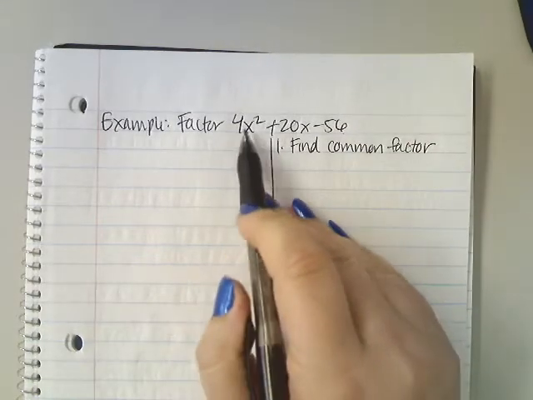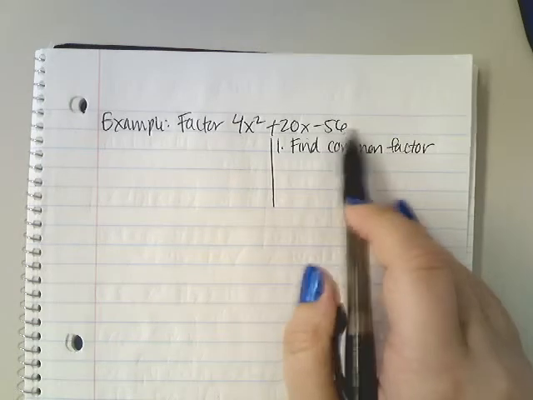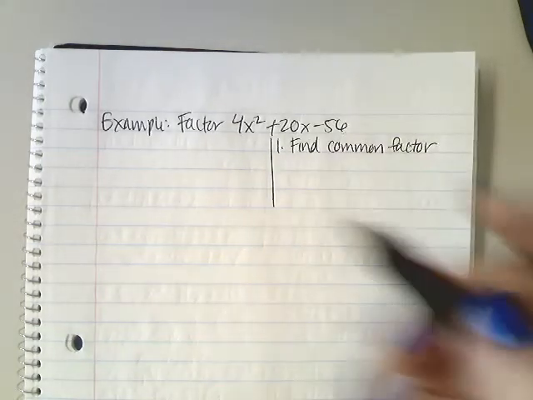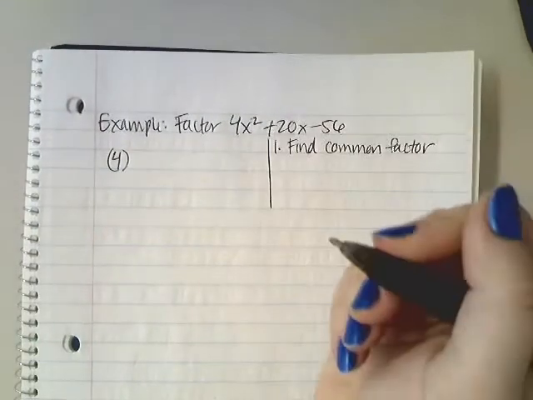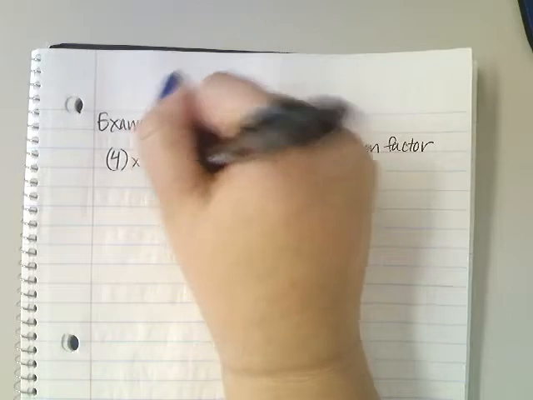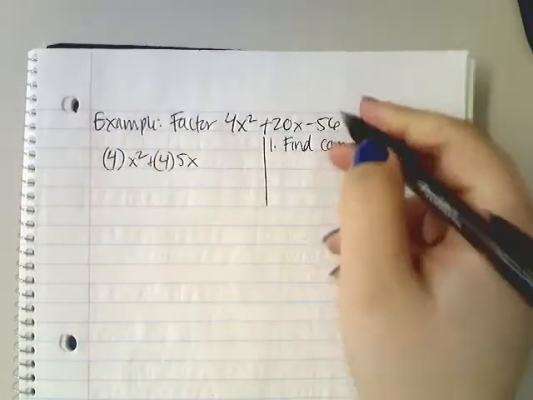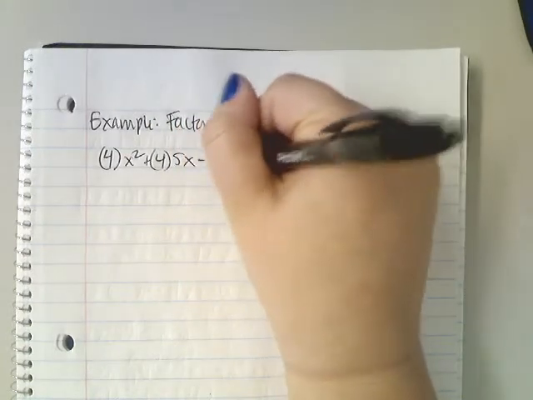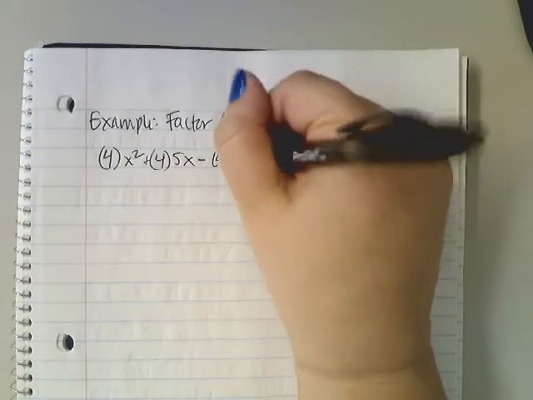So I noticed that they're all divisible by 2, but even more so, they're all divisible by 4. So what I'm actually going to do is pull a 4 out of each of them. So 4x squared divided by 4 is x squared, plus 4, and then 20x divided by 4 leaves me with 5x, and then negative, I have my 4 I pulled out, negative 56 divided by 4 leaves me with 14.